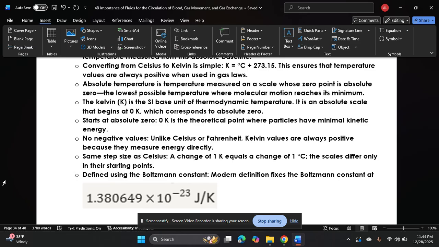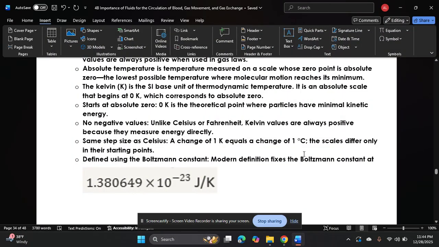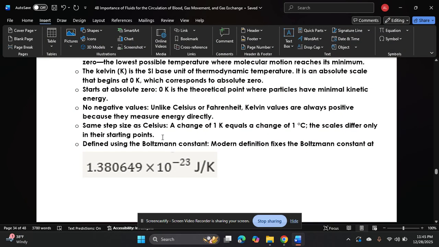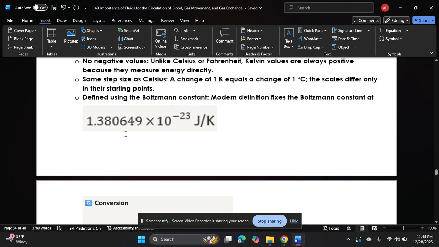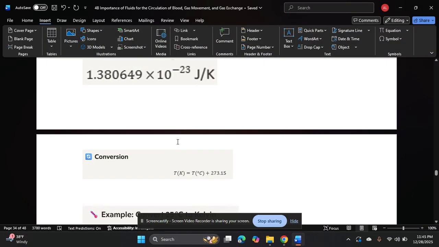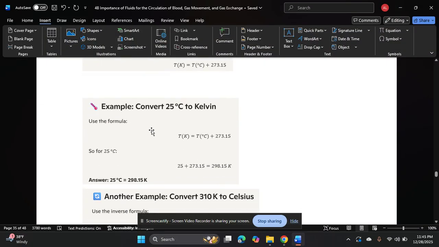So a change of 1 K equals a change of 1 degree Celsius. The scales differ only in their starting points. It is defined using the Boltzmann constant. The modern definition fixes the Boltzmann constant at 1.380649 times 10 raised to minus 23 J/K, joules per kelvin.